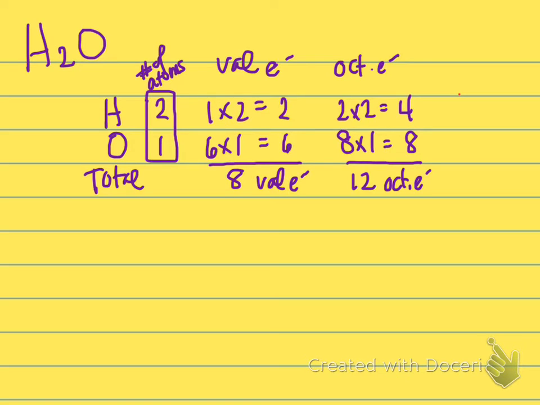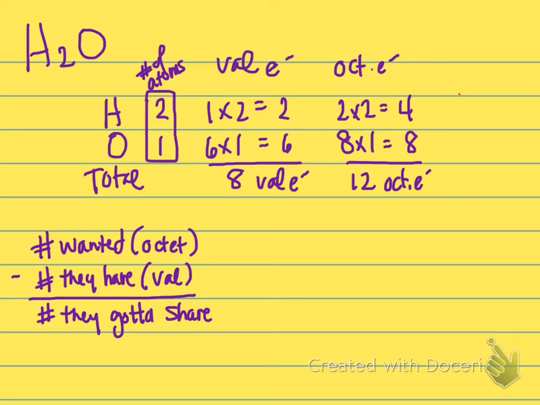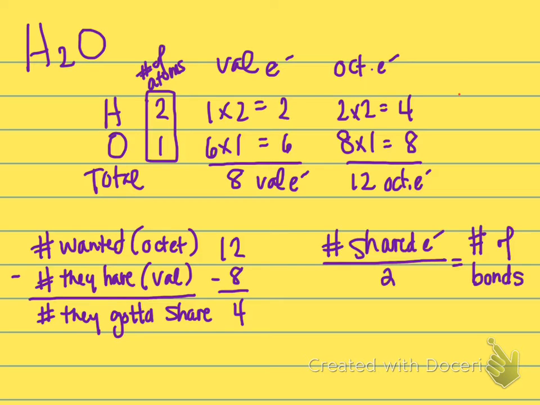So now we have to figure out how many electrons they're going to have to share. The number wanted, the octet number, minus the number that they actually have, the valence number, will give us this. And for this compound, 12 minus 8 tells us that they're sharing 4 electrons. Now, the number of electrons shared divided by 2 will tell us how many bonds we should expect to see. We're looking for a compound with 2 bonds. Okay, easy peasy. Let's try it.